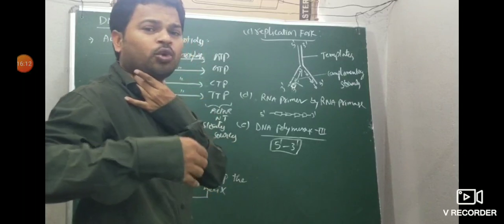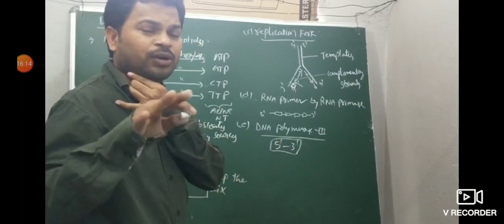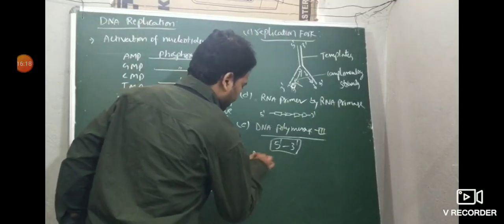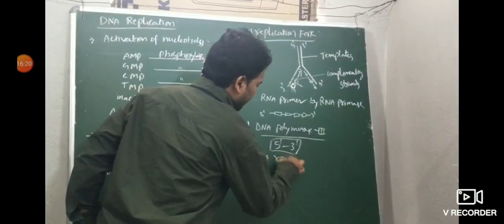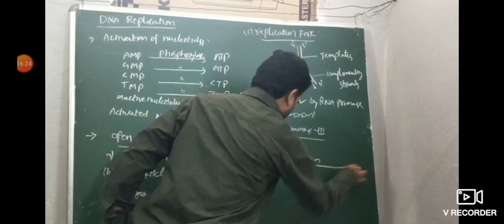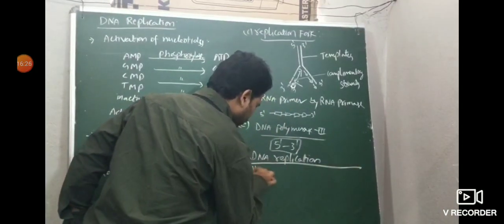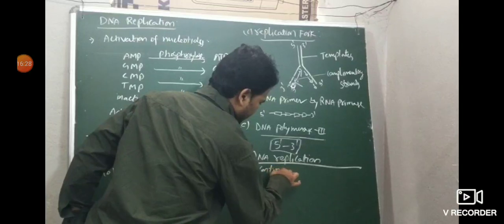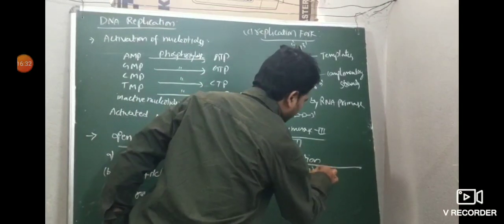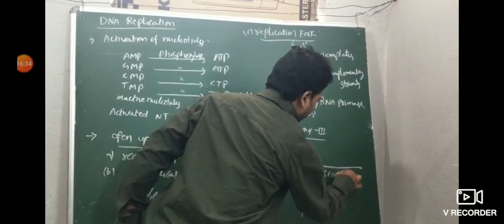Before going to complete all this, DNA replication is of two types. One is continuous replication. Another one is discontinuous replication.